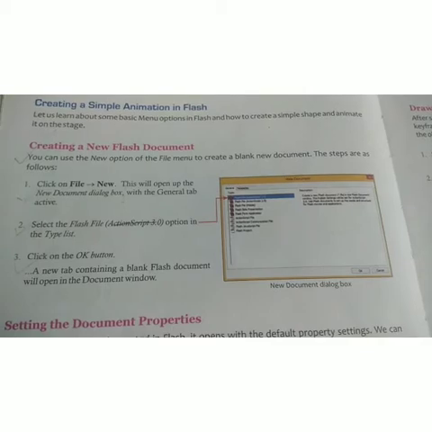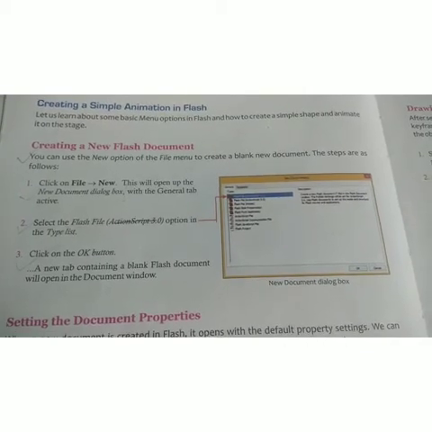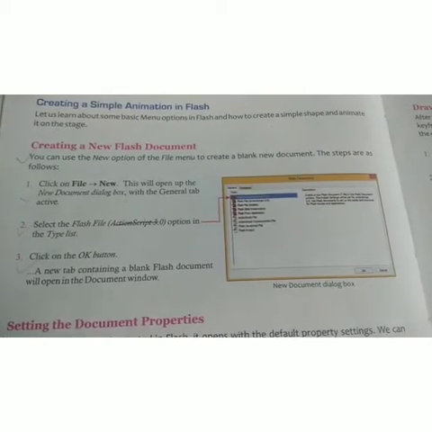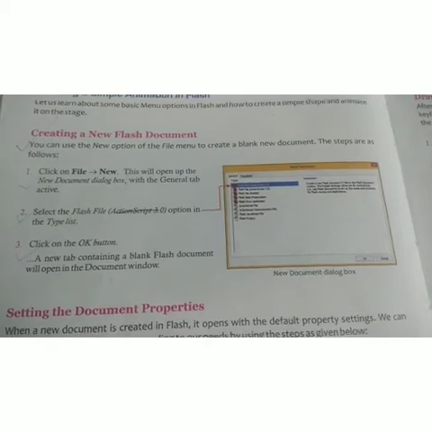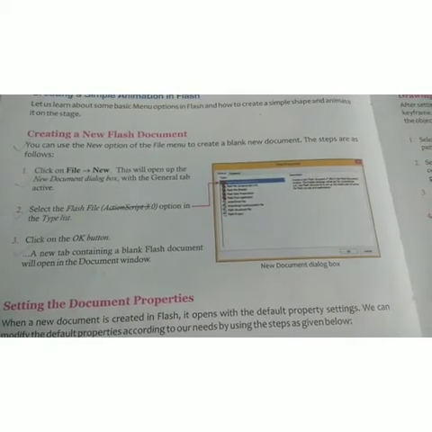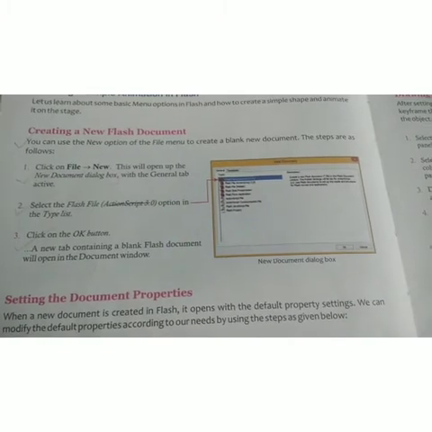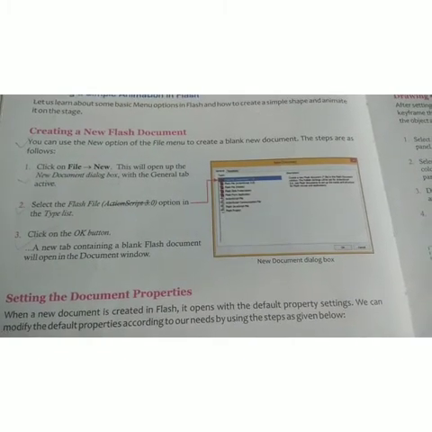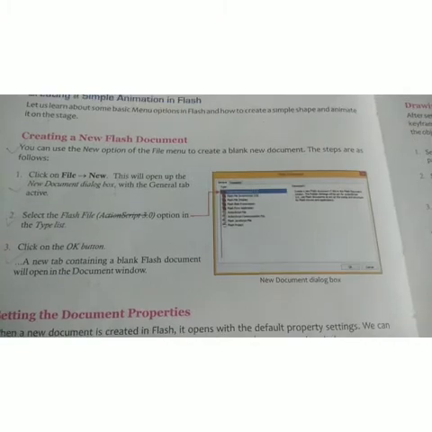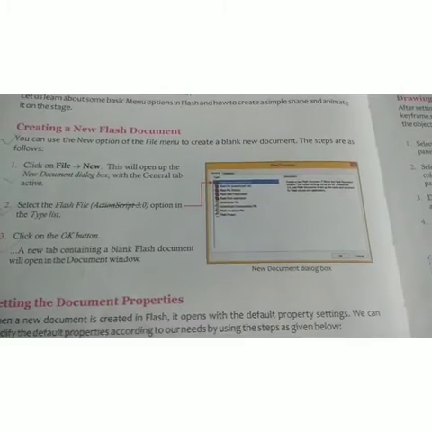Number first, students, click on File, New. This will open up the new document dialog box with the General tab active. Second, select the Flash File option in the type list. Third, click on the OK button. A new tab containing a Flash document will open in the document window. Now you can see the new document dialog box properly.